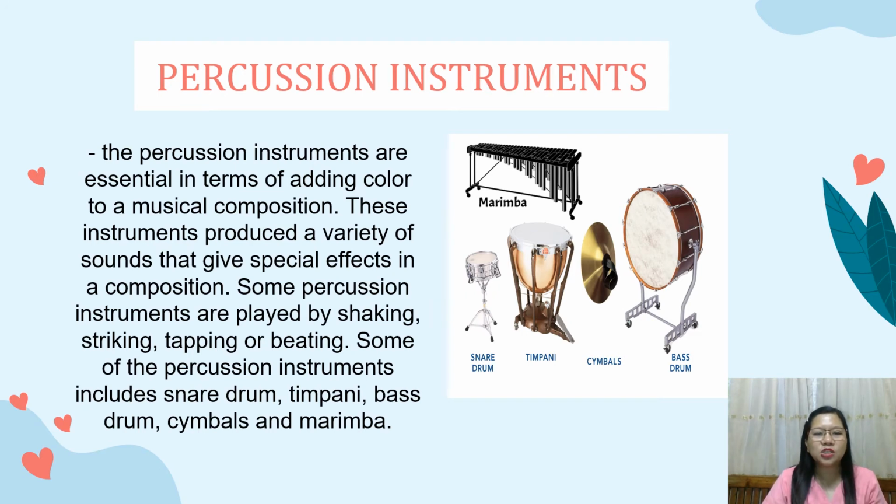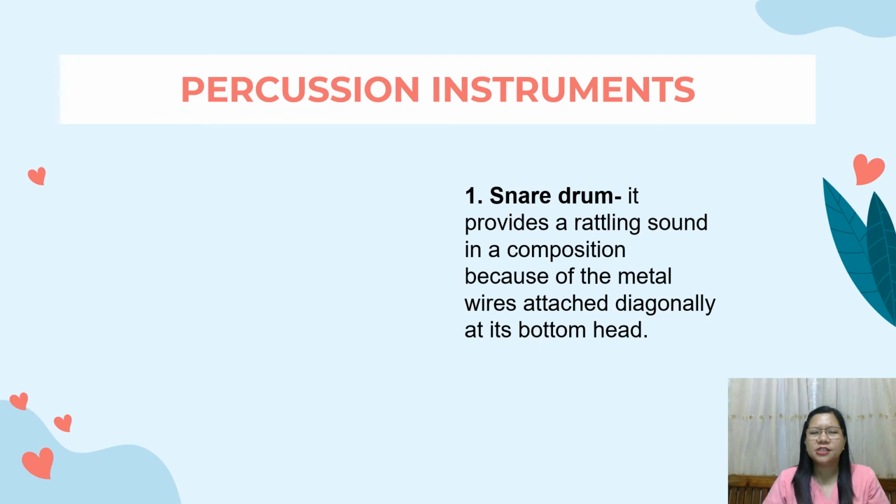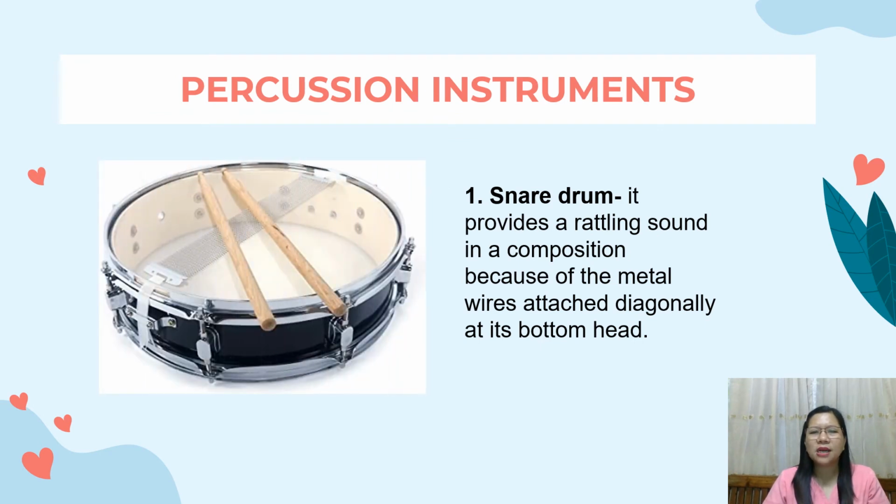Some of the percussion instruments include snare drum, timpani, bass drum, cymbals, and marimba. Snare drum. It provides a rattling sound in a composition because of the metal wires attached diagonally at its bottom head.